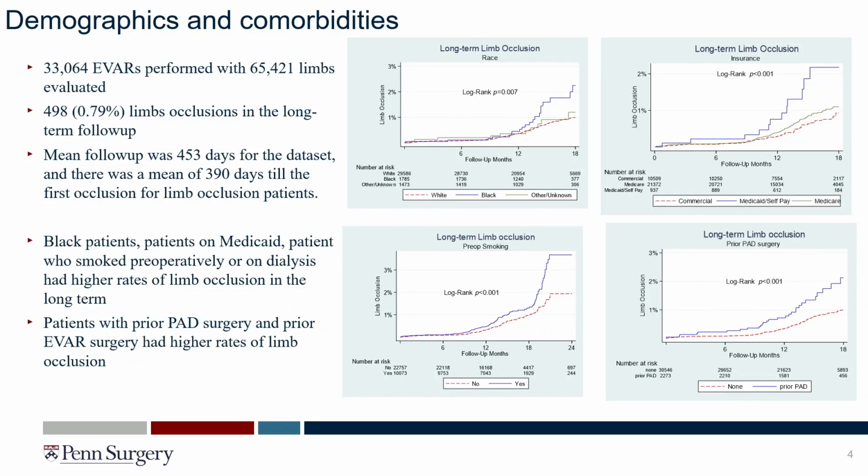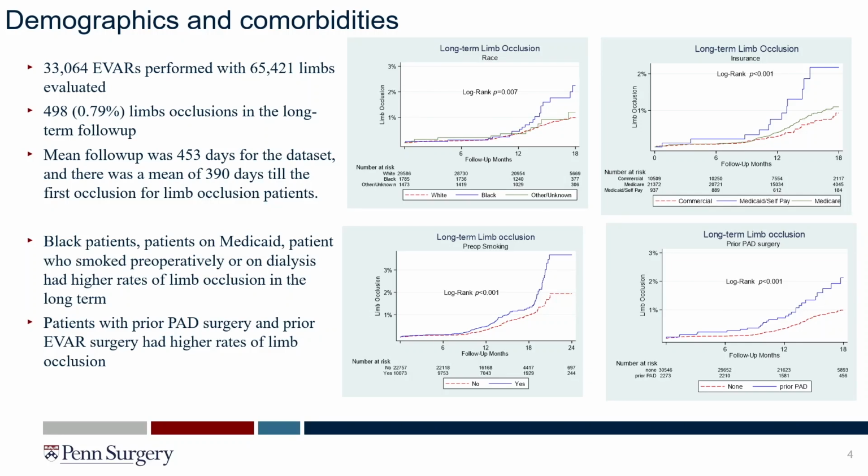So looking at first, we captured about 33,000 EVARs performed and 65,000 limbs evaluated. 498 limbs were found to be occluded in the long-term follow-up, about 0.79%. Mean follow-up for the data set was around 453 days. But for patients that did have a limb occlusion, the first occlusion was found at a mean follow-up of about 390 days.